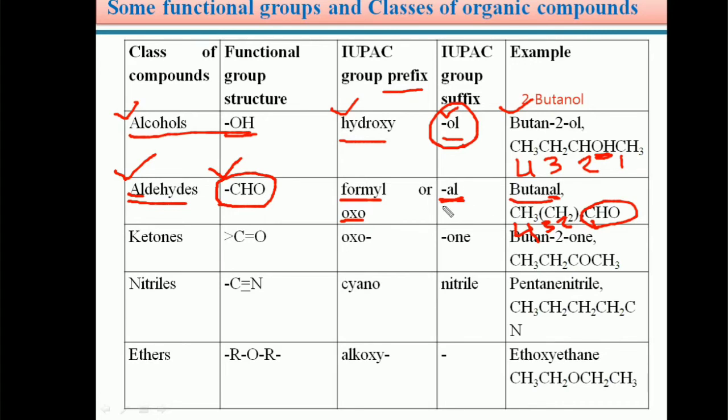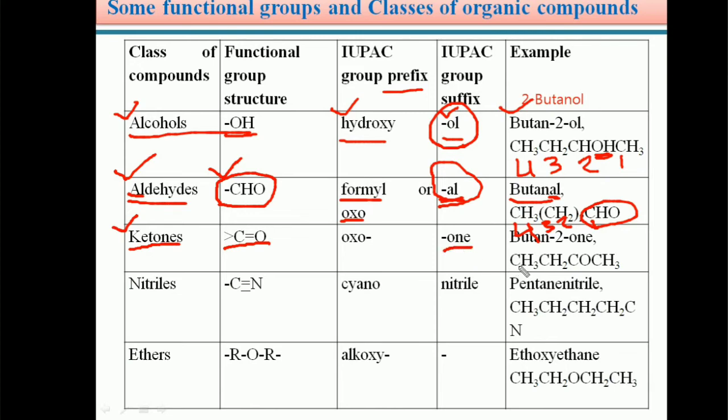Please be careful. Don't get confused between the aldehyde functional group suffix, al, and the alcoholic functional group suffix, ol. The next functional group is ketone. The main functional group structure is C double bond O. If a given organic compound has a C double bond O type of functional group structure, then the class of the compound is ketone. If the ketone is the principal functional group, then the suffix according to IUPAC is one.